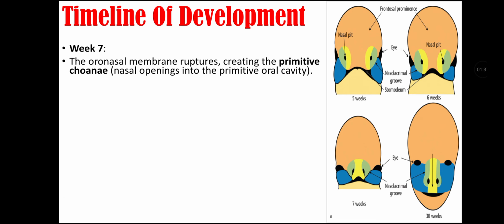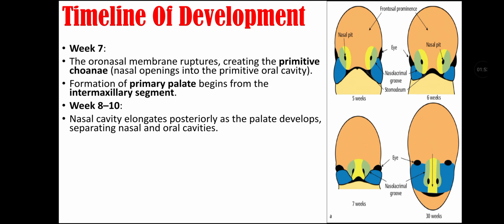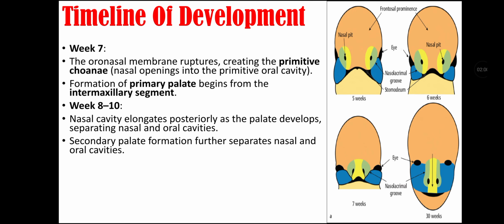Then there is 7th week in which oronasal membrane ruptures, creating the primitive choanae that are nasal openings into primitive oral cavity. And then there is formation of primary palate that begins from intermaxillary segment. Then there is week 8 to 10 in which nasal cavity elongates posteriorly as the palate develops, thus separating the nasal and oral cavities. Then there is secondary palate formation that further separates the nasal and oral cavity.